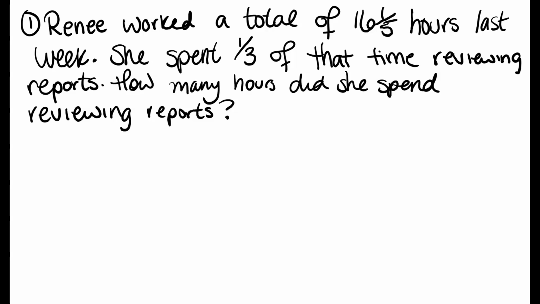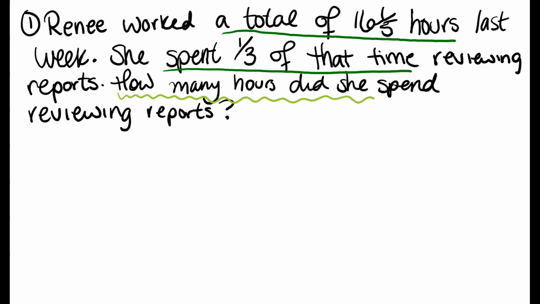Number 1 reads, Renee worked a total of 16 1/5 hours last week. She spent 1/3 of that time reviewing reports. How many hours did she spend reviewing reports? The first thing we need to do is underline what is important. Looking at this, I can see a total of 16 1/5 hours, and she spent 1/3 of that time reviewing reports. And we squiggle underline our question, how many hours did she spend reviewing reports?